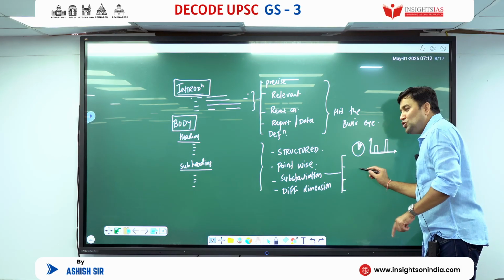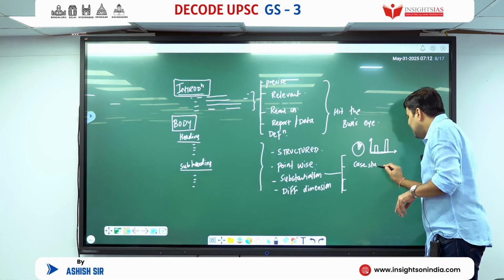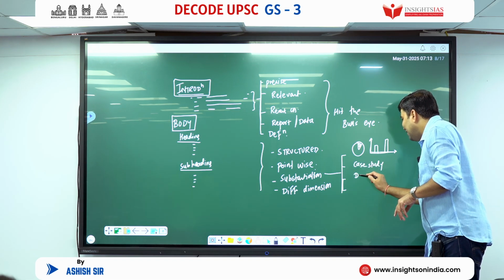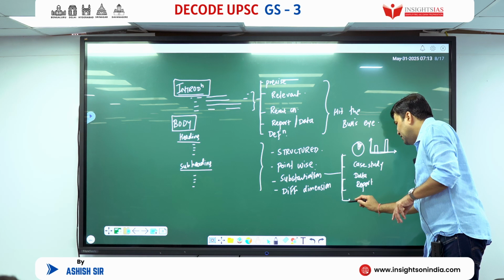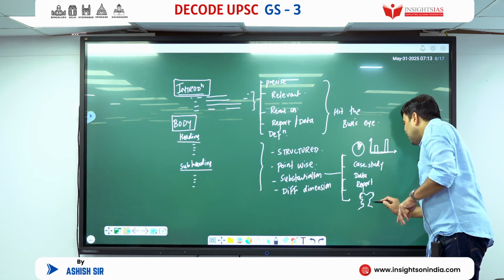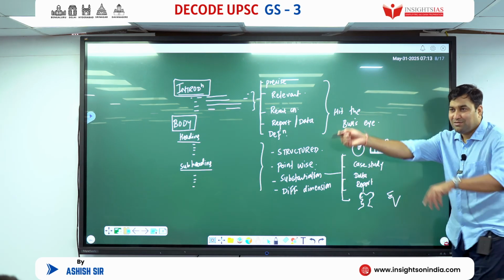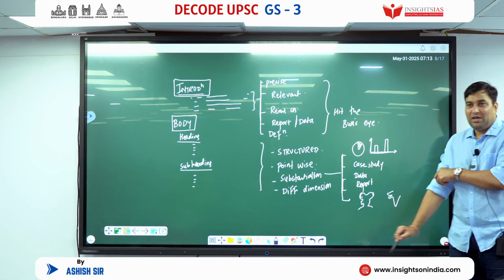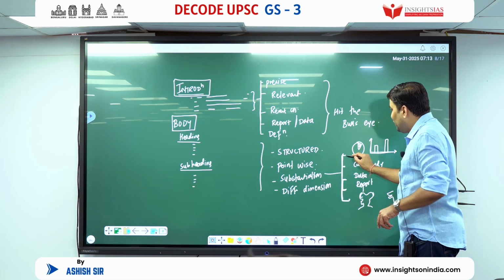Secondly, I will use small case studies. Case studies. I will use data. I can use a report. I will use, for example, if it is internal security, I will draw India. When it is about maritime security, I will draw Peninsular India and a precise diagram, as I mentioned earlier.